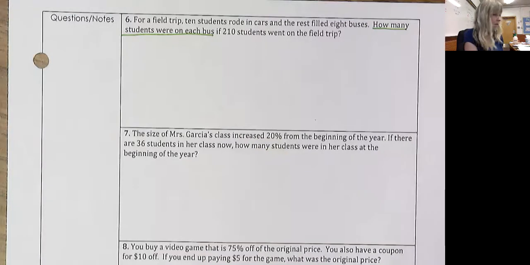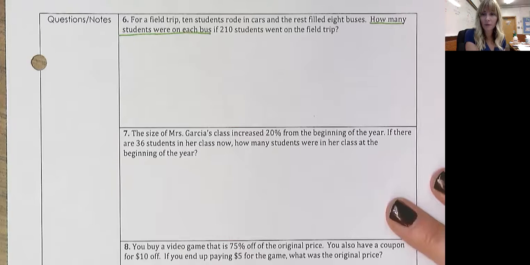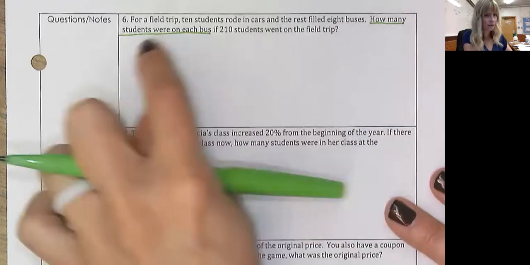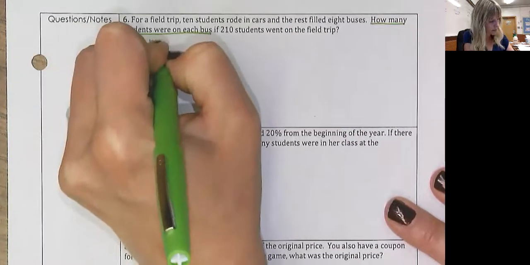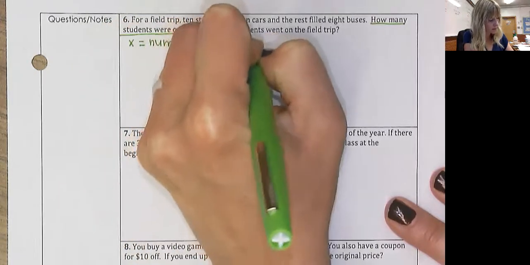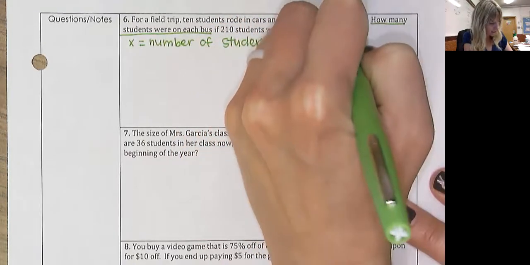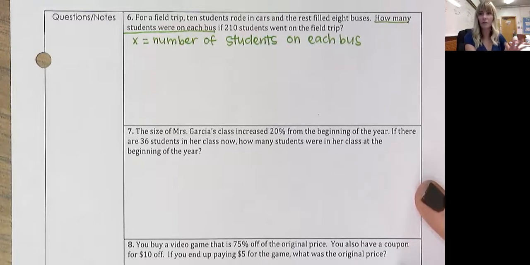Step number 1, and I'm still color coding it according to what we put on page 32. Go back and look at page 32 and remind yourself, what do we do first? Assign a variable, right? And that's all about what is the question asking. How many students were on each bus? X equals number of students on each bus. Okay, step number 1 is assign a variable, and again, that comes from what is the question asking.